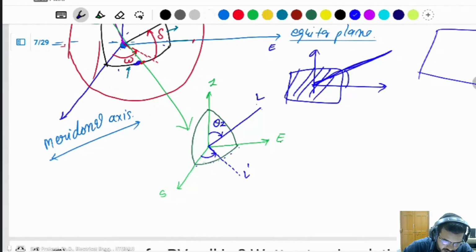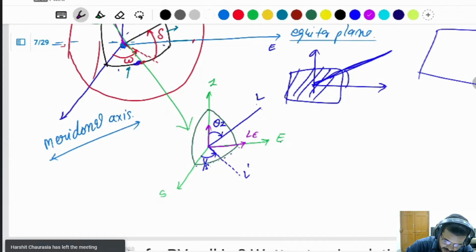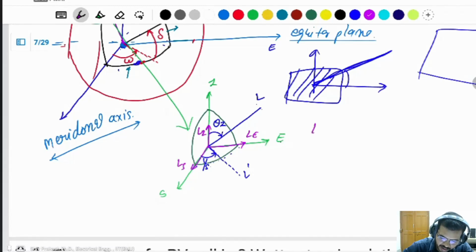This is known as the gamma s. Then you can say the insulation is at every point. This will be the Le, this will be Lz, this will be the Ls. Then what is the L? Same as Ls plus Le plus Lz. What is the Ls? The projection of the insulation line to the south plane, the south axis.